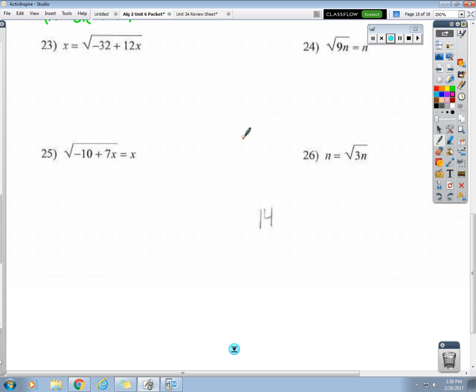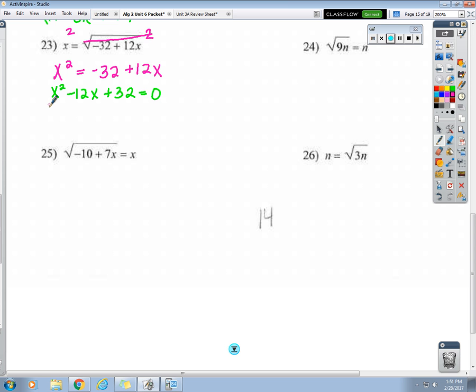Okay, what should I do first? Square it, and then that means I square this side. Those cancel out, and so now I have x squared equals negative 32 plus 12x. Okay, so now when I move everything to the same side and set it equal to 0, what will the trinomial look like? Move everything over with the x squared. You just change its sign, and put it on the side with the x squared.